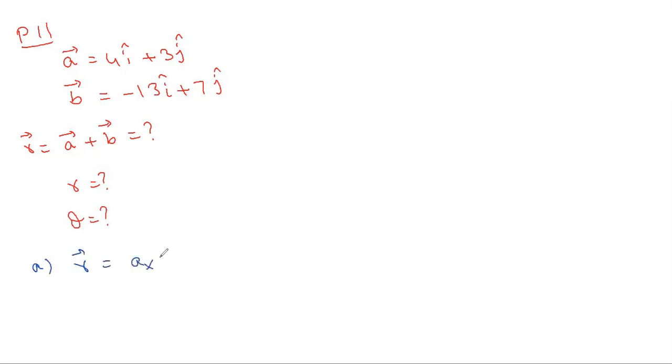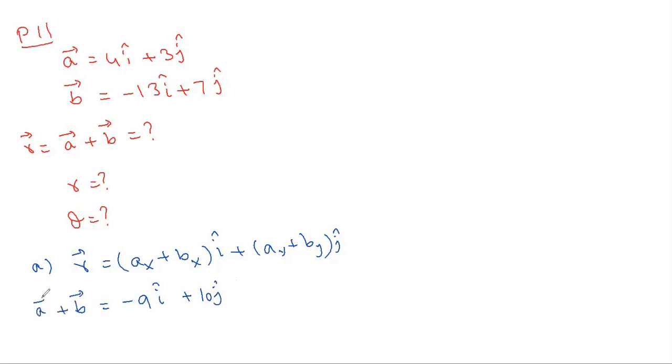So ax plus bx I have. This is from the vector resolution. You already know this thing. Plus ay plus by j hat. So ax plus bx is 4 minus 13, so that will be minus 9 i hat and plus 10 j hat.